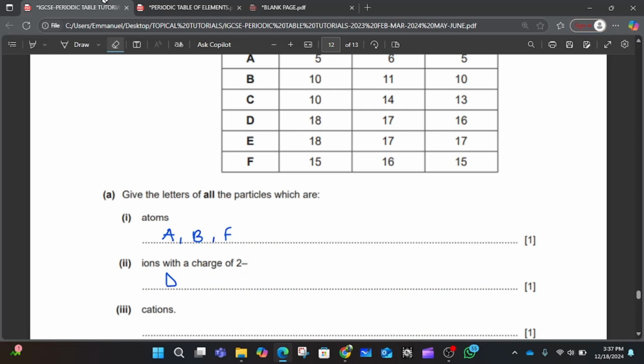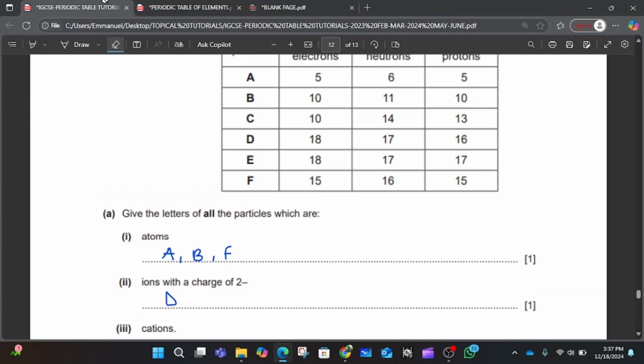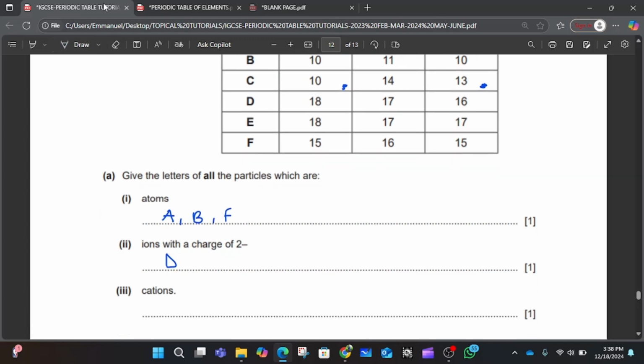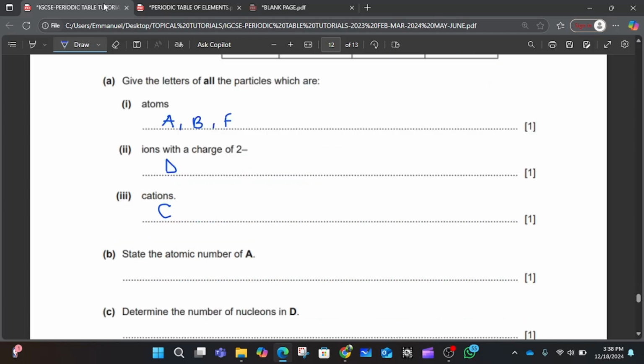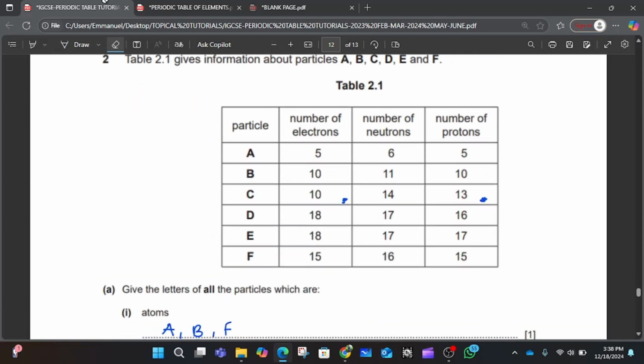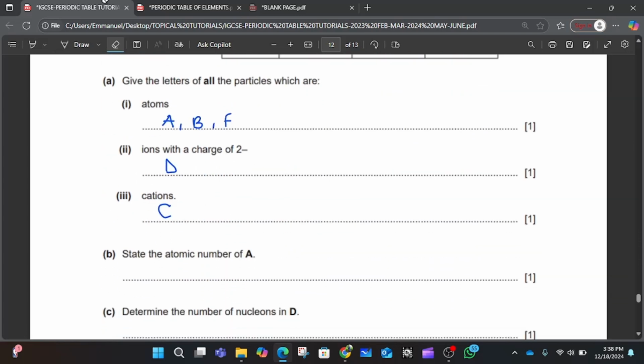III, cations. So for cations, the proton number must be more than the number of electrons. And when we look through this list, we can see that for C, the number of protons is 3 more than the number of electrons. So it means that our cation in this case is going to be C. That is the only cation there. B, state the atomic number of A. Atomic number is the same as proton number, and the proton number of A is 5. So it means you have to write 5 on this one.